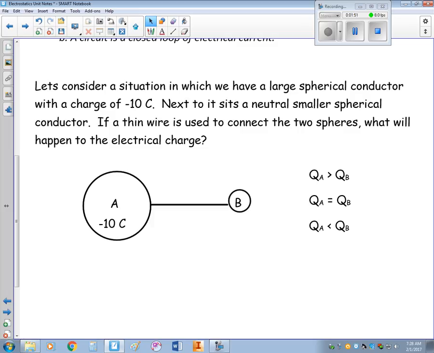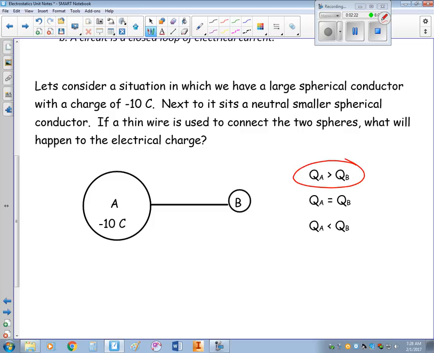Will the charge on object A be greater than the charge on B? Will the two charges be equal? Or will the charge on A be less than the charge on B? Pause the video and take a second to think about it and make your best guess. All right, so if you selected this one, you are correct.